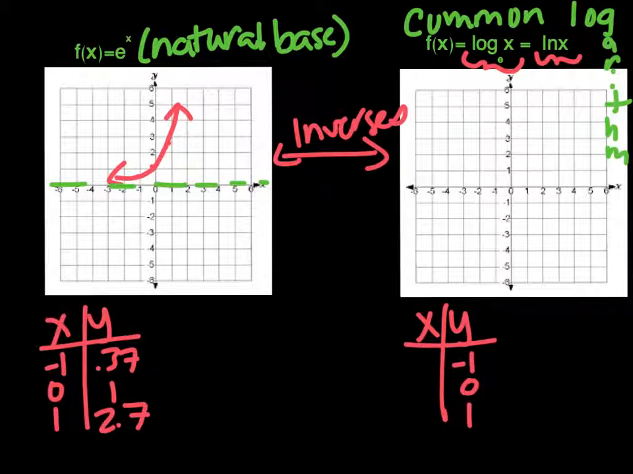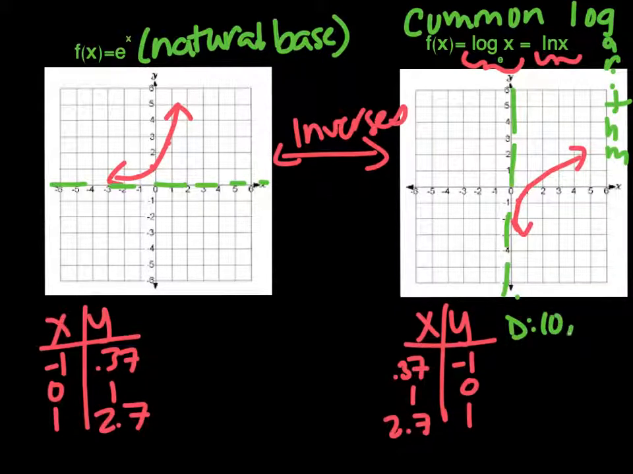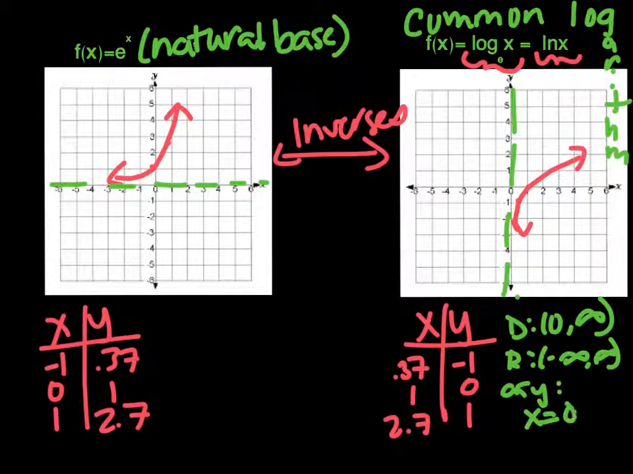Negative 1, 0, and 1 is going to go on the right. 0.37, 1, 2.7 on the left. So 0.37, negative 1, 1, 0, 2.71, and asymptote. Okay, this is going to be the same as on our other screen. My domain, 0 to infinity, range, negative infinity to infinity. My asymptote, x equals 0.